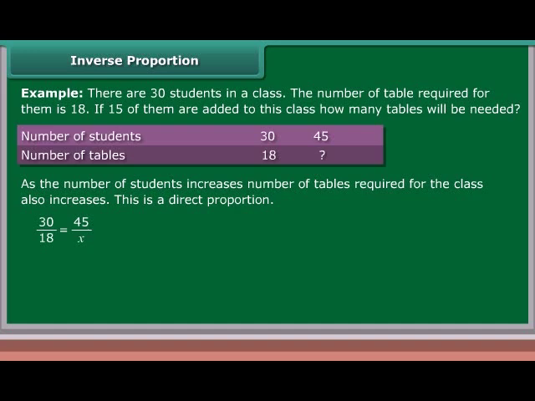30 upon 18 is equal to 45 upon x. X is equal to 45 into 18 upon 30, which is equal to 27. Number of tables required is equal to 27.